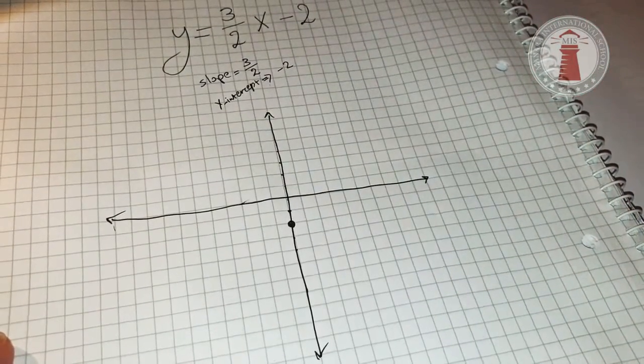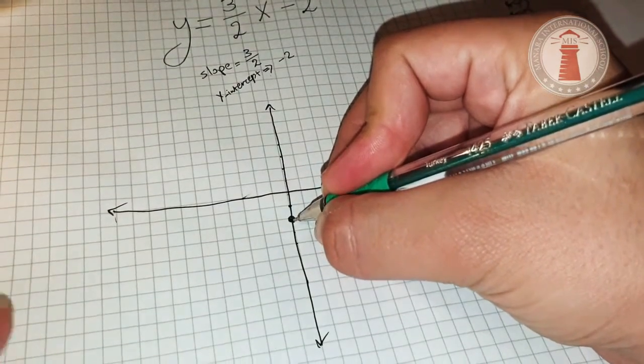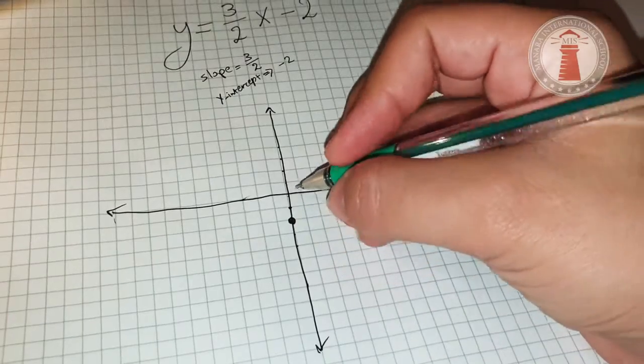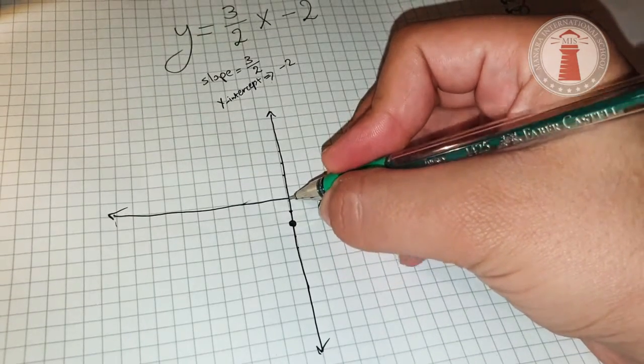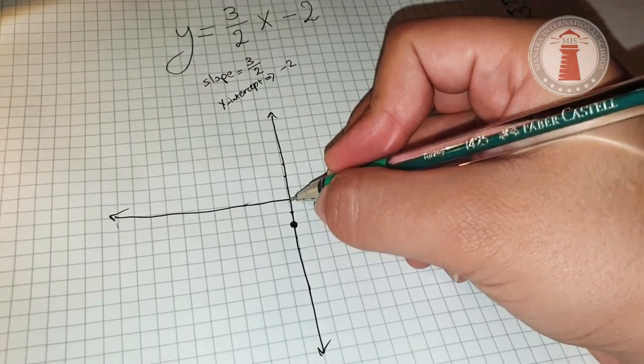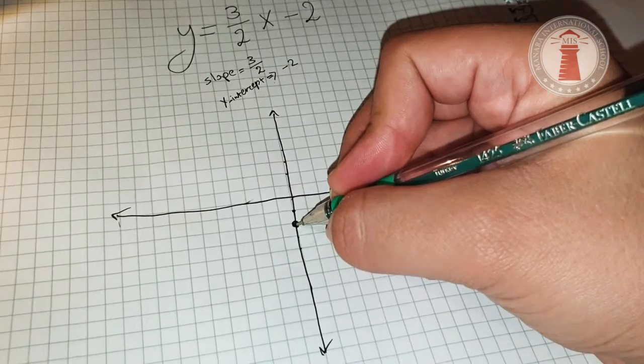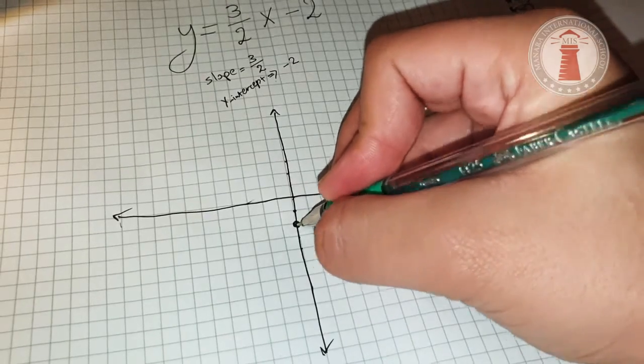Now we always start from our y-intercept. Okay, many of you make this mistake. You start from the origin, which is the 0, 0 point. You don't start from here. You always start from the y-intercept, which is in this case negative 2. So we start from here.